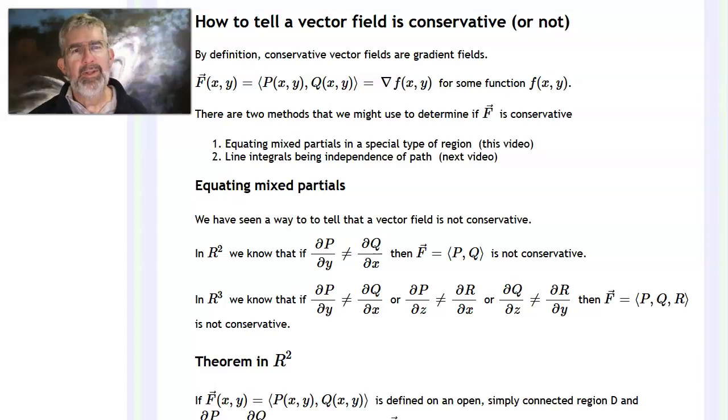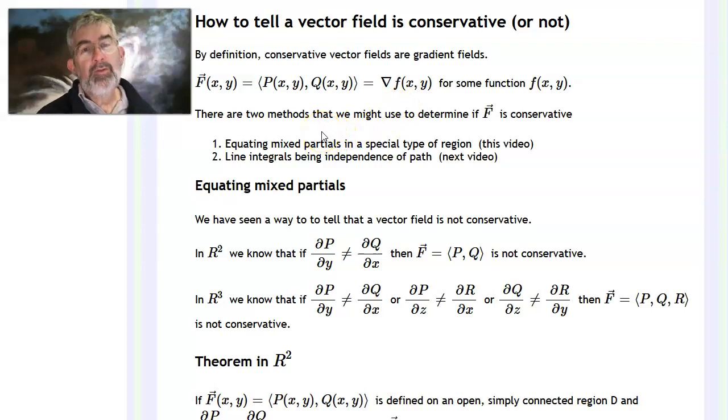Hello and welcome. In this video, I want to take a look at how we can tell if a vector field is a conservative vector field or not. Now, by definition, a conservative vector field is a gradient field, right? So to say that capital F is a conservative field is to say that there exists some scalar function little f such that capital F is the gradient of little f.